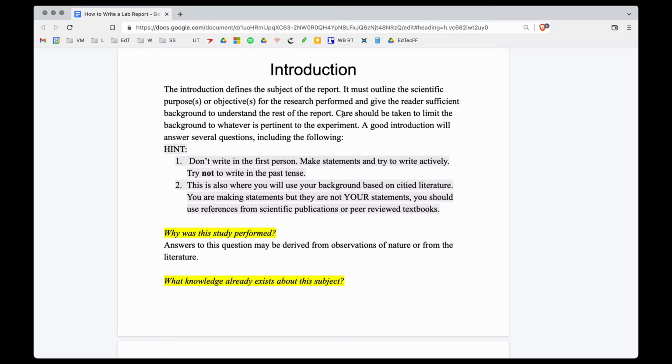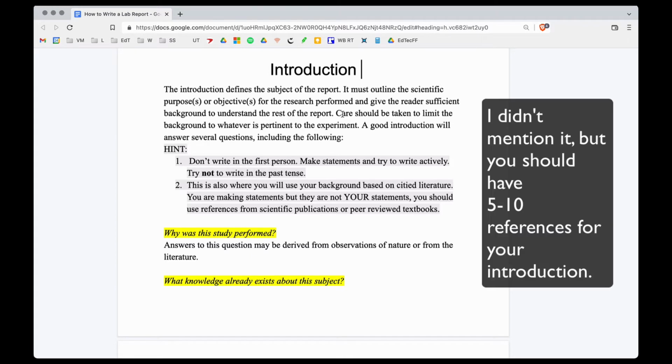And you need to use information that comes from other published articles or reputable textbooks or reputable websites. Not blogs, not Facebook pages. It has to come from reputable resources. And you put those here. Okay, so be sure that you give the reader all the information they need, as well as the reference in which that information came from.